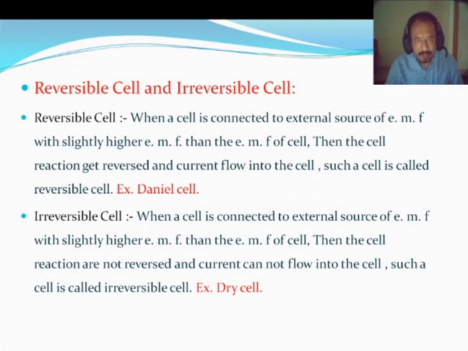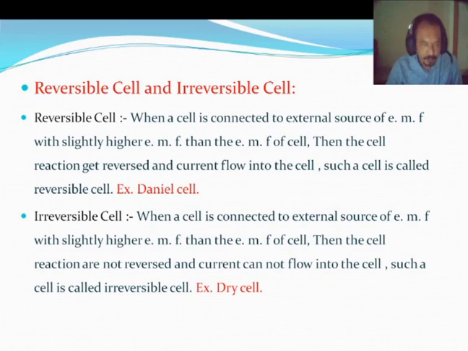Now that galvanic cell or Daniell cell is of two types. One is a reversible cell, another is an irreversible cell. Now to study this reversible and irreversible cell, we should know the three conditions. First, if you connect a galvanic cell to an external source of EMF which has a higher EMF than that of the galvanic cell, at that time the cell reactions get reversed and current flows into the cell.